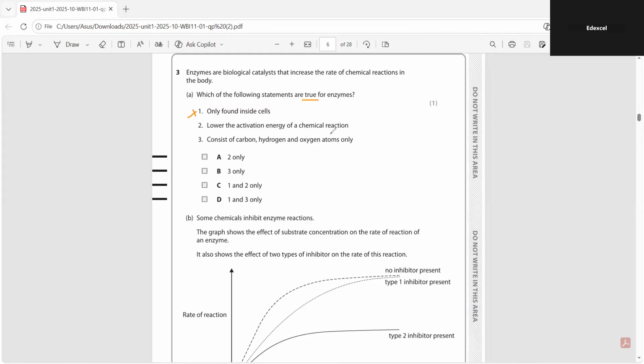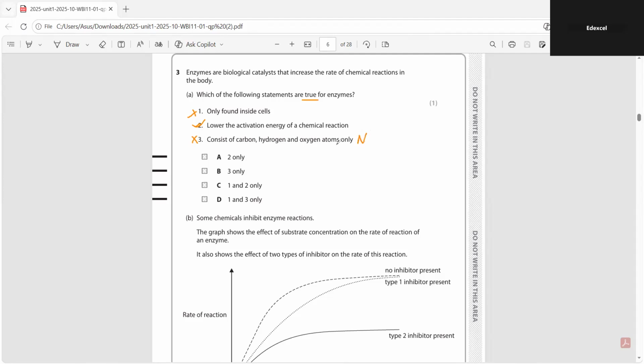They lower the activation energy of a chemical reaction. Yeah, that is the main function of the enzyme, which acts as a catalyst. Increase the rate of chemical reaction by lowering the activation energy. So this second part is correct. Third one consists of carbon, hydrogen, and oxygen atoms only, which is wrong. Why? Because enzyme is a protein which consists of nitrogen also, not only these parts.